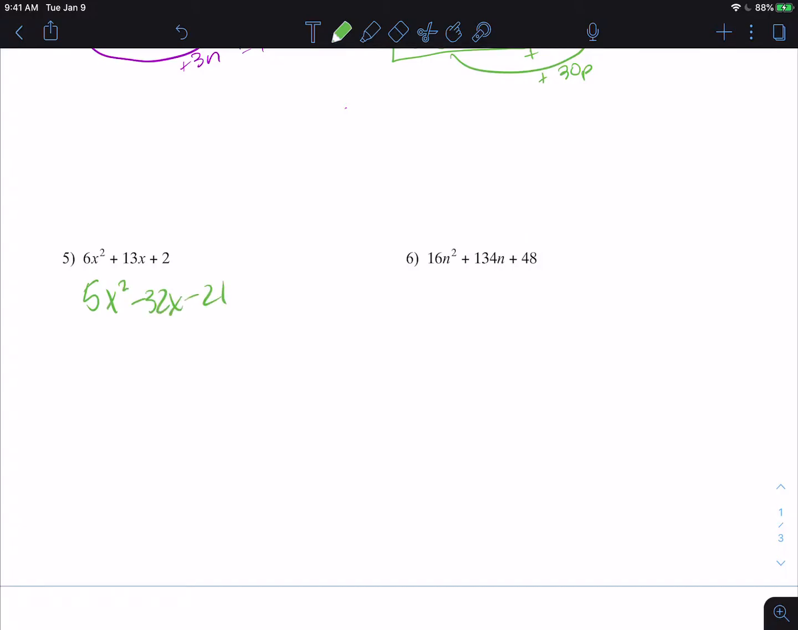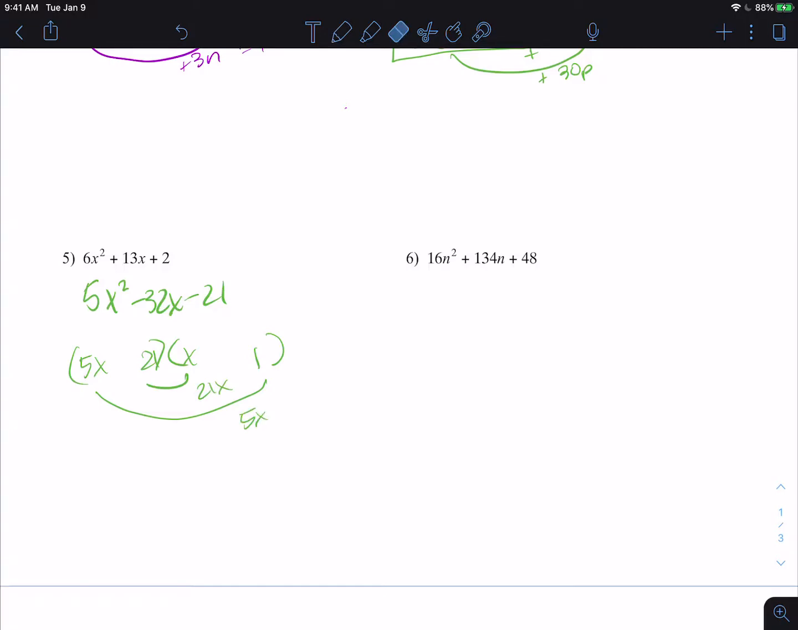Okay. So here, again, our front number, our ax squared value is prime, so that means that this would be 5x and x. Okay. For 21, we don't have a lot of factors, which is great. So if I check 21 and 1, I do 21x and 5x. Well, that doesn't work.